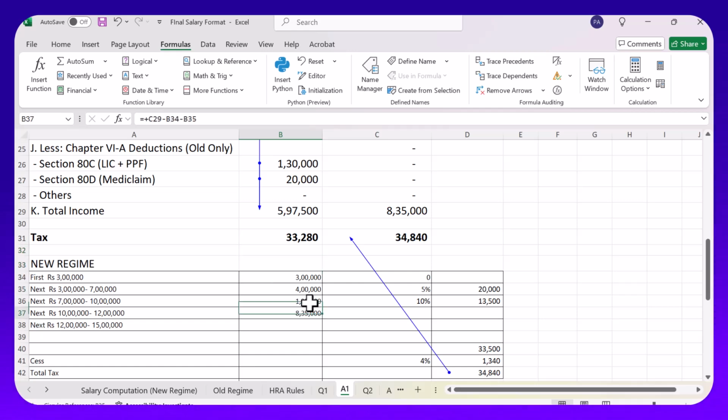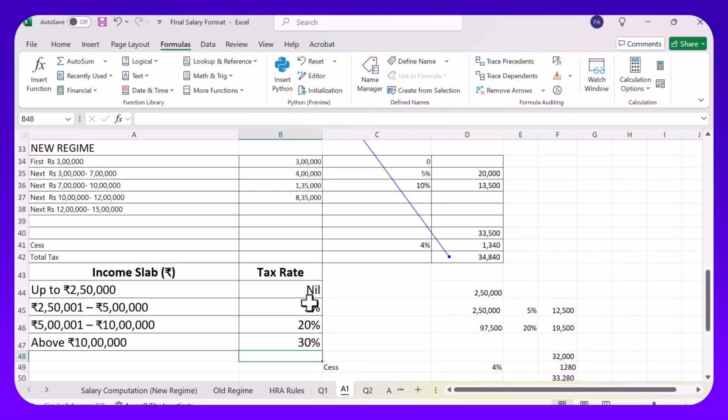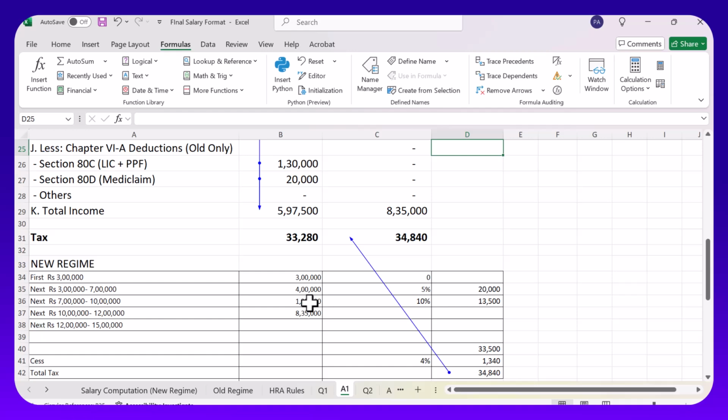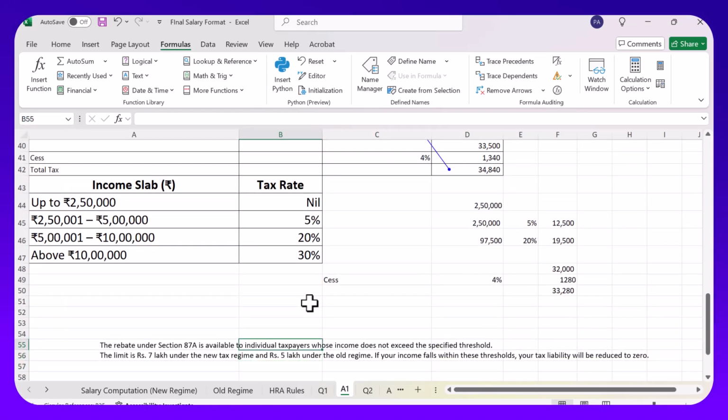Now you have to calculate tax under the old regime. Let's go to these slab rates. The slab rate says up to 2,50,000, nil tax. So you don't have to pay up to 2,50,000. Then from 2,50,000 to 5 lakhs, 5%, so 5% of 2,50,000 is 12,500. Then we come to the balance, because your income is how much? 5,97,000.